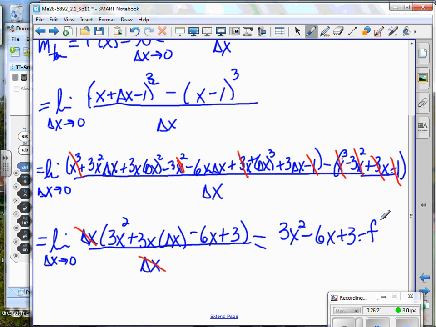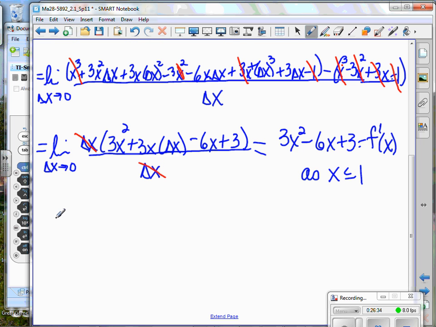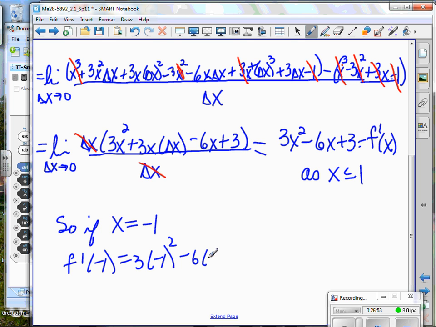Derivative. Yes, this is our derivative, but it's the derivative for x less than or equal to 1. Okay, let's test it out. Let's suppose, okay, so if x is equal to, let's say, -1. So I have the derivative of -1, and I'd have 3 times -1 quantity squared minus 6 times -1 plus 3.